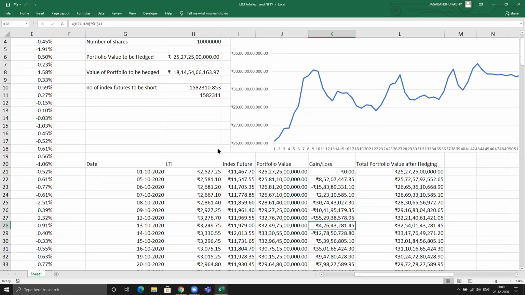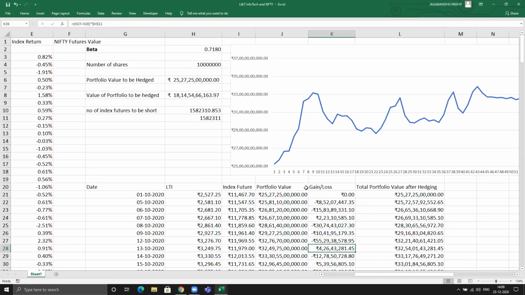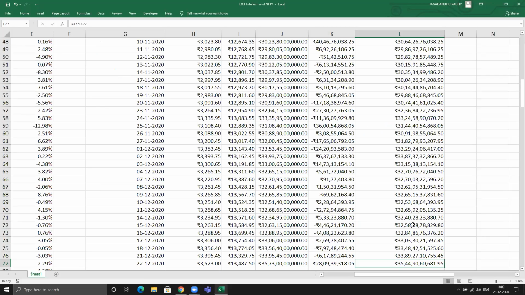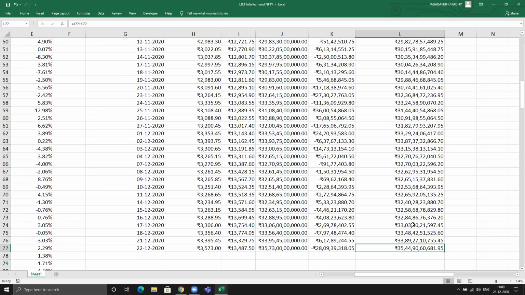$276. Just verify everyone. Are these the same numbers that you're getting? If you would have assumed 1 crore as the number of shares, check initial values, after gain or loss, total portfolio value after hedging. Yes, sir. Are these same values? 25, 35 crore. Last के values एक बार check करो. Yes, sir. They are the same. Okay. So if I just plot a graph for it.